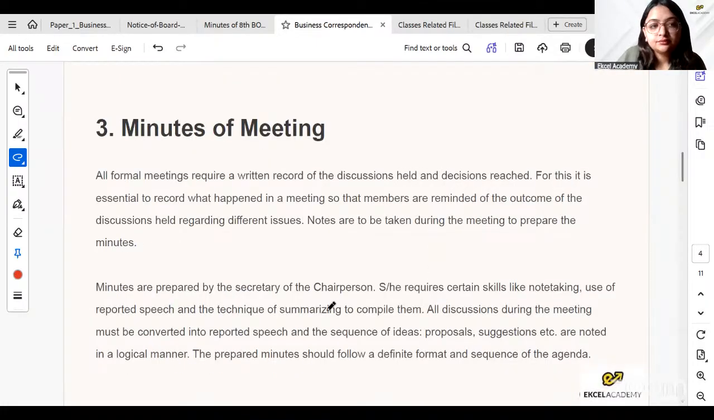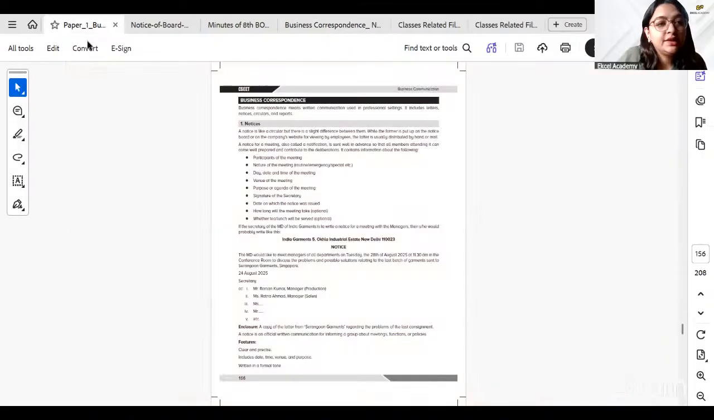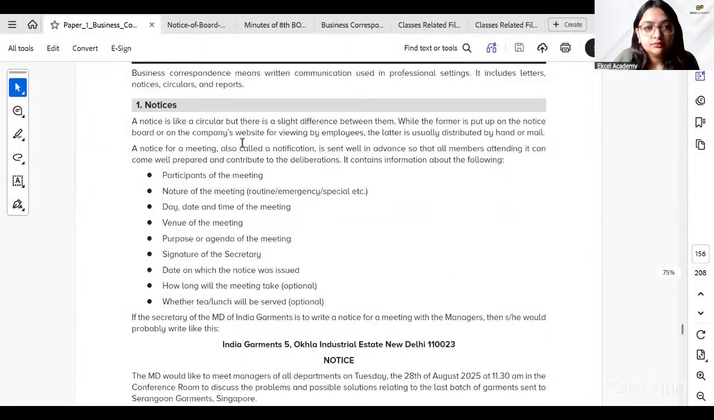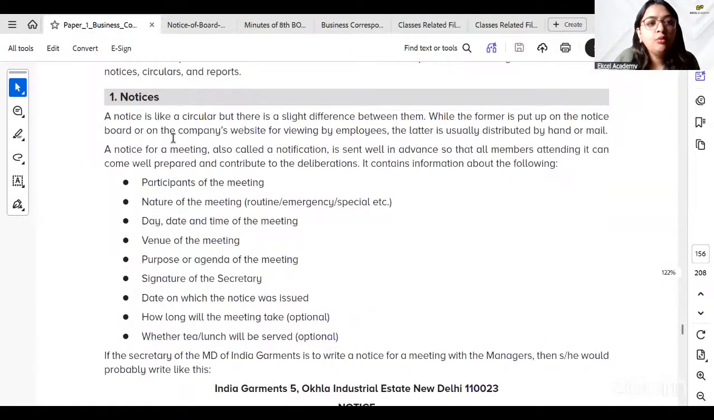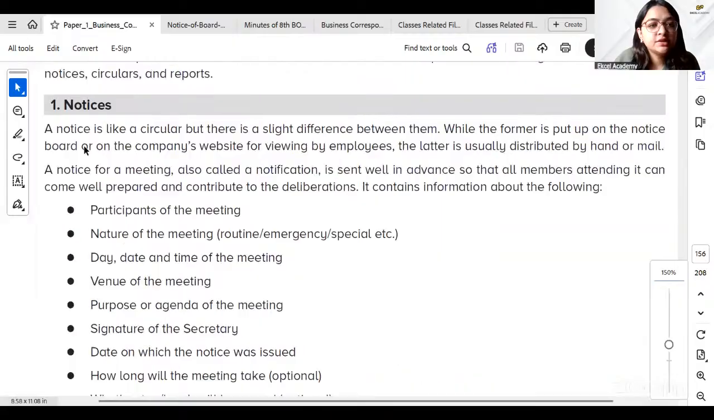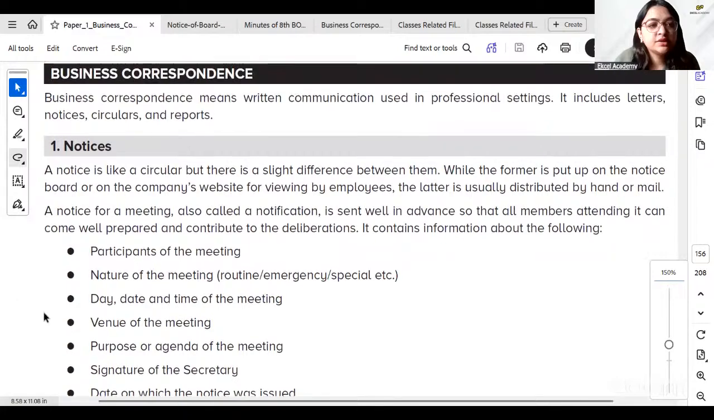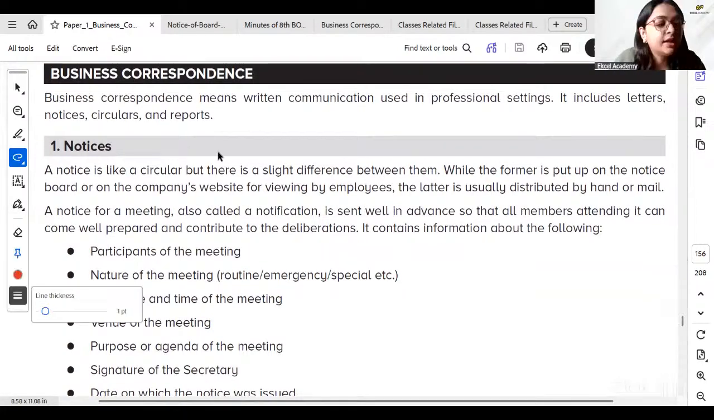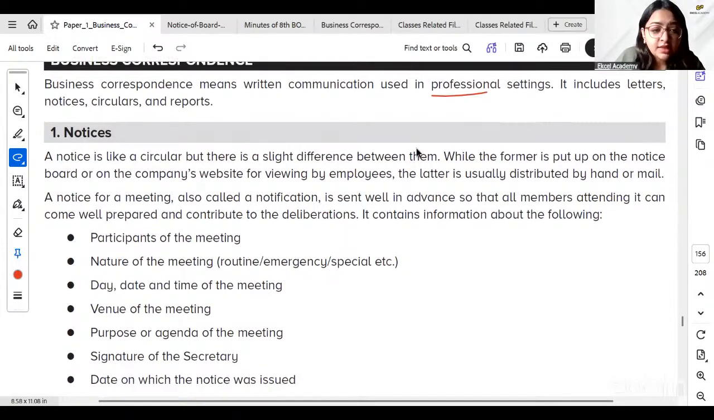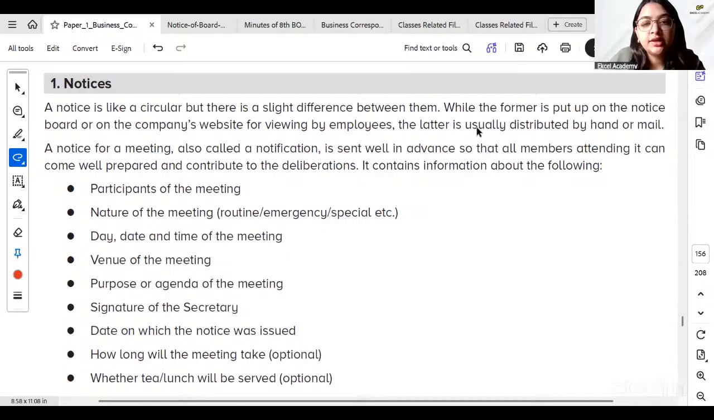All right. Before we proceed to the minutes, let's quickly go to the module. All right. So we saw what is your business correspondence. This is sent well in advance so that all the members attending it can come well prepared. Right. We saw what contents of the notice. Correct. This is your head.